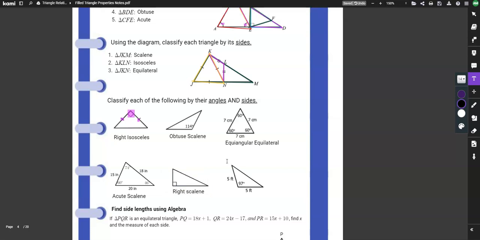And finally, this triangle has 2 side lengths of 5 and an angle of 97 degrees. Since 97 is greater than 90, that does, of course, mean this is an obtuse triangle. And because 2 of the sides are the same length, it is isosceles.